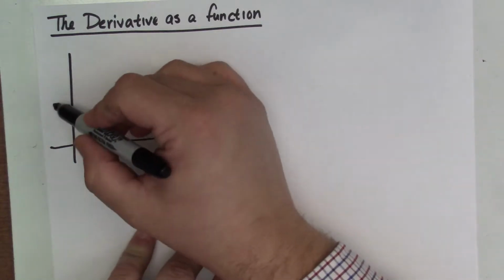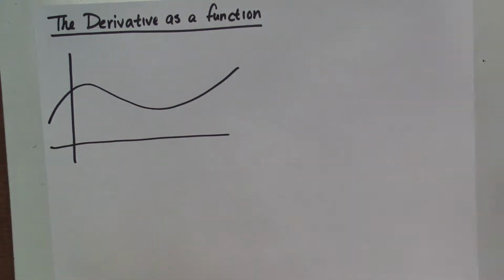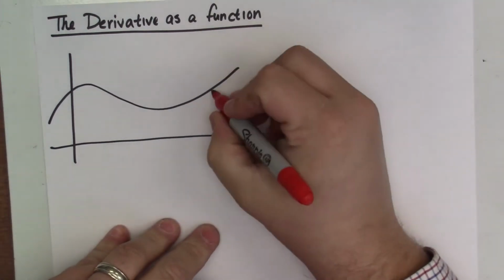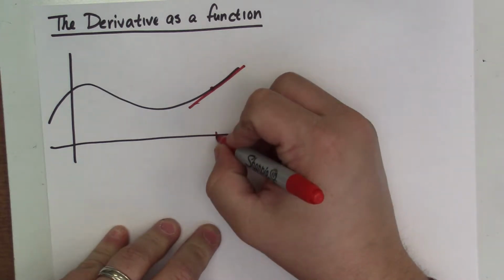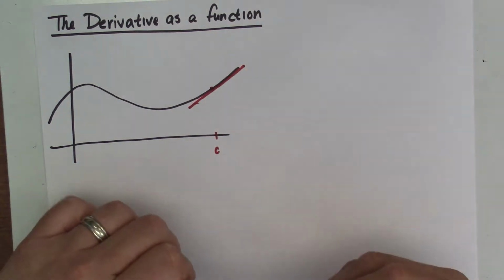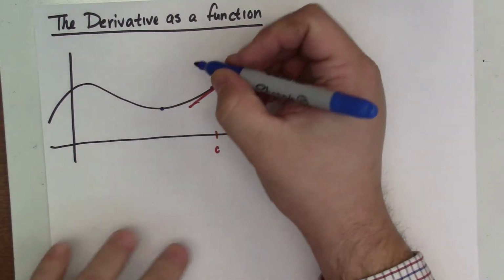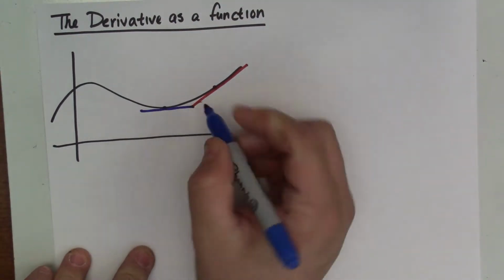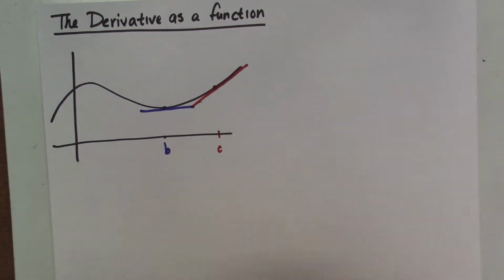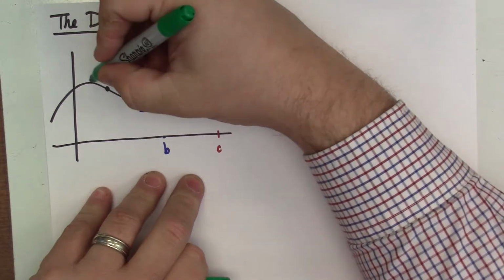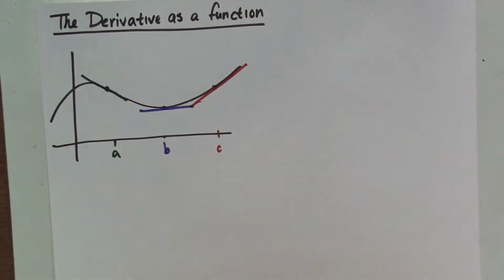My argument here is if I have some arbitrary function, I could find, as we have in the last few videos, a tangent line here. We'll call this point C. And I might find another derivative here. We'll call this point B. And we could find a derivative here. We could use all those rules. We'll call this point A.